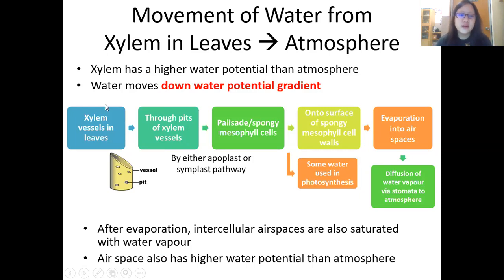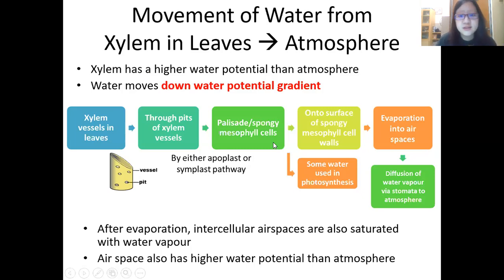So here we go. You are water, and now that you are in the xylem vessels in the leaves, you have to come out through the pits again, because the lignin is impermeable. Come out through the pits of the xylem vessels. What you will have there in the leaf in abundance are palisade and spongy mesophyll cells. It could travel through those mesophyll cells by the apoplast or symplast pathway.